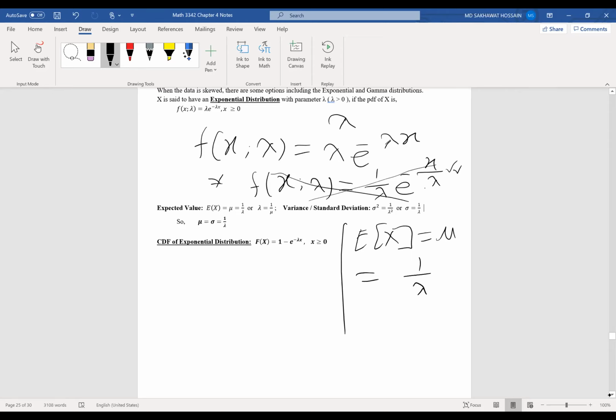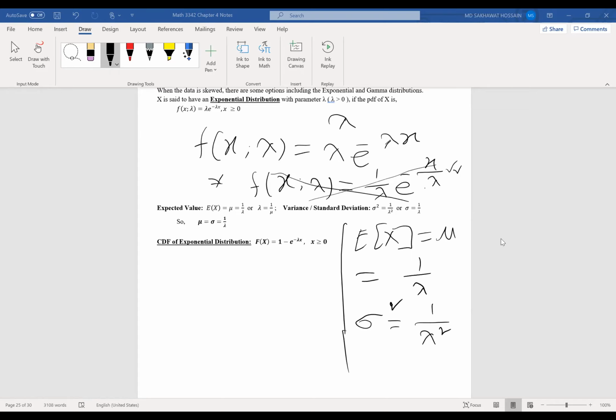The population variance, sigma squared, is equal to 1 over lambda squared. So what will be the standard deviation then? Anyone? If the variance is 1 over lambda squared, what is the standard deviation? Yes, 1 over lambda, because the standard deviation is the square root of the variance.